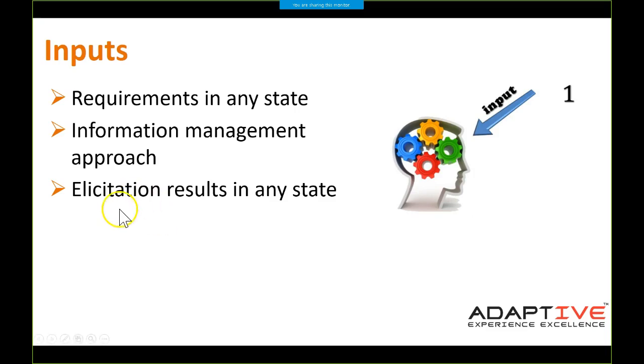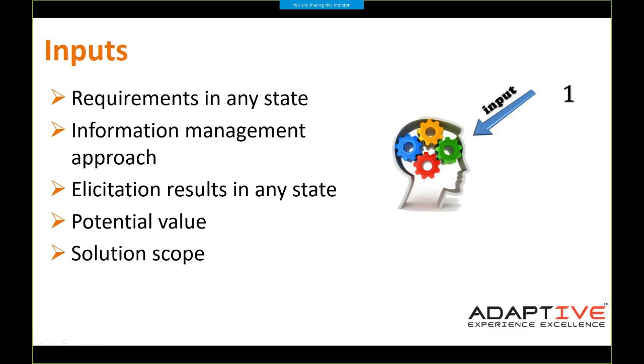Elicitation results, because elicitation results in requirements. So you might just have the results of elicitation that you may have created some requirements off of, but maybe not. Potential value. What's the value we're looking for? What's the scope of our solution? Because when I'm doing requirements analysis and design, understanding the scope helps me define which of those requirements may be out of scope, because that's just as important as in.